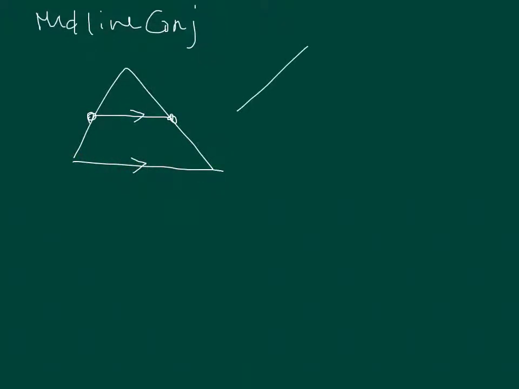Any triangle, even an obtuse one, is like this: take the midpoints, connect them, and that's parallel to the third side, and the length from here to here is exactly half of here to here. And we saw that in the experiments.